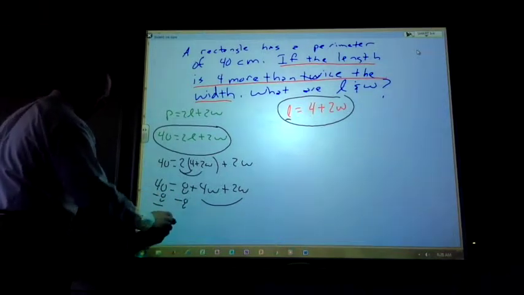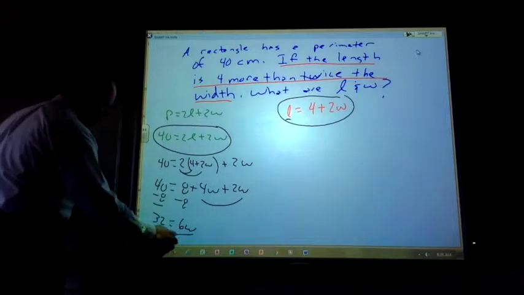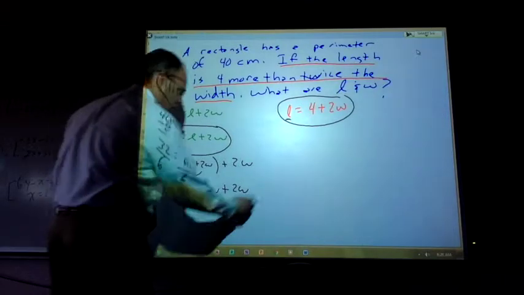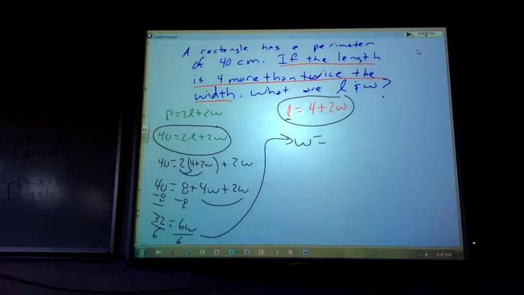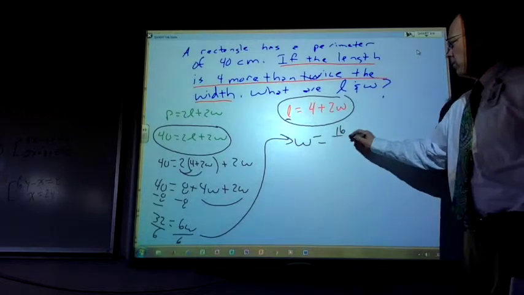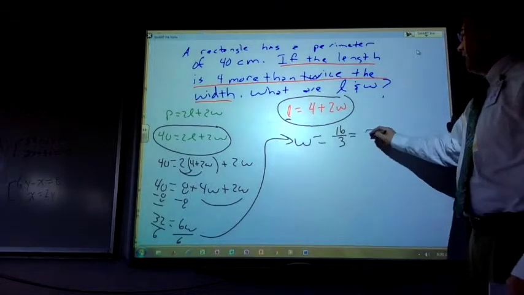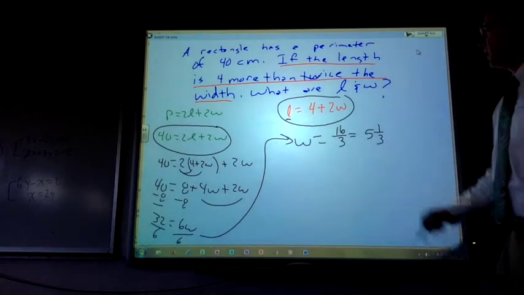That gives me 32 is equal to 6W. So divide each side by 6. So I find that my width is 32 over 6. That'll reduce to 16 over 3, which would be 5 1/3 if you converted that.